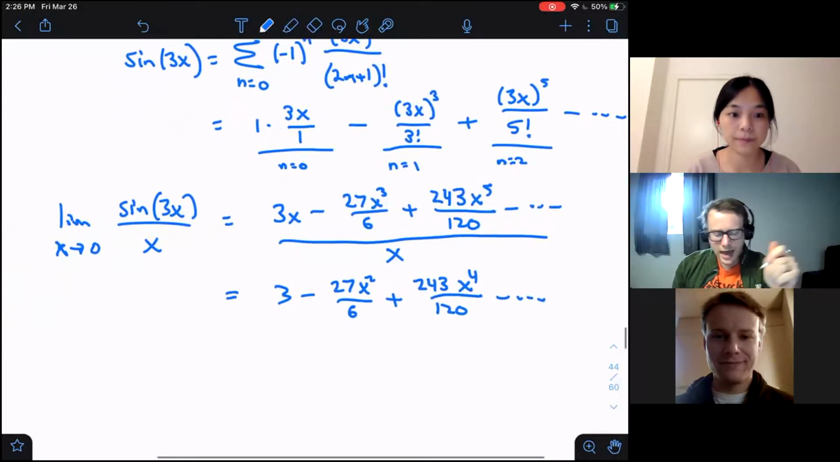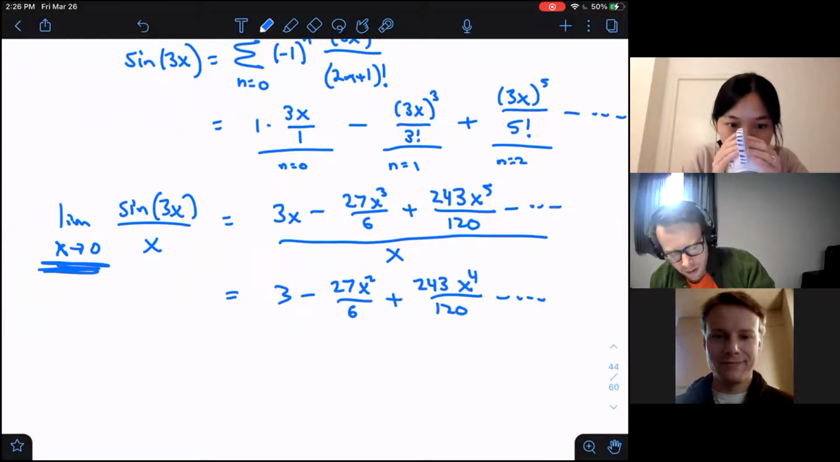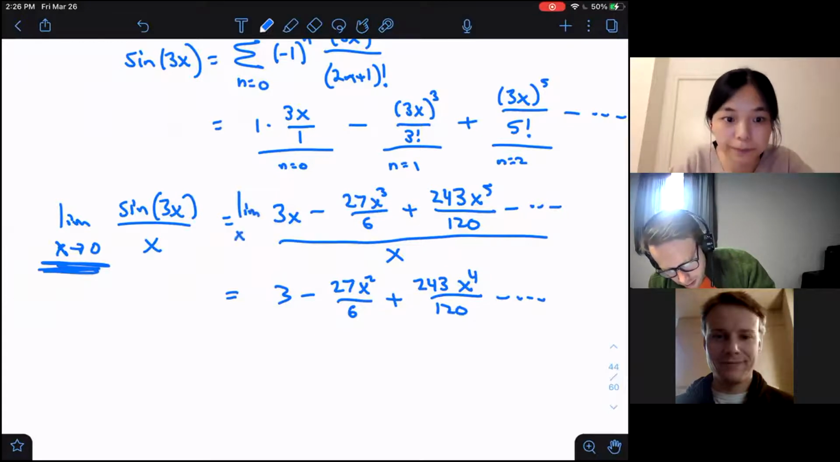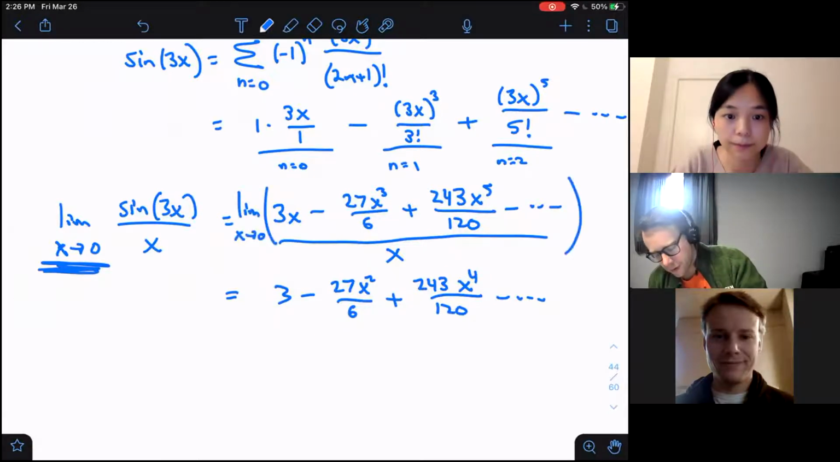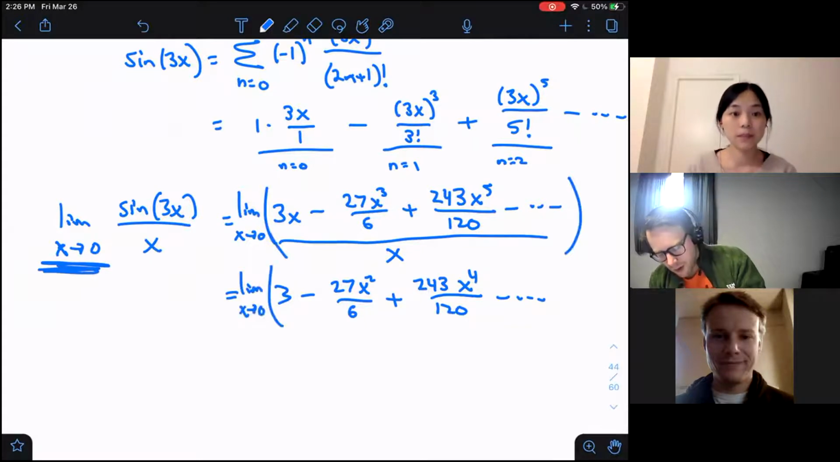And so now as x goes to 0 here, right? Again, we're taking the limit as x goes to 0. And sorry, I did a bad job. I should include this along here, right? We're taking the limit as x goes to 0 for all of these things.